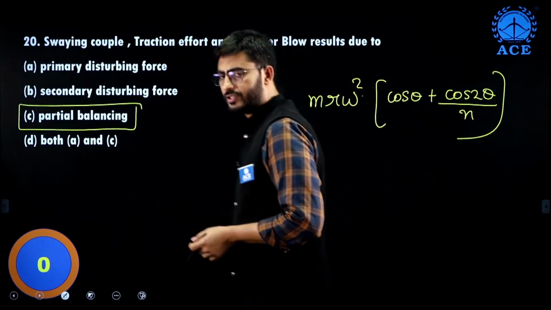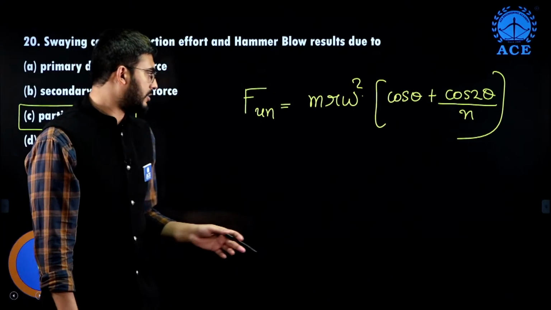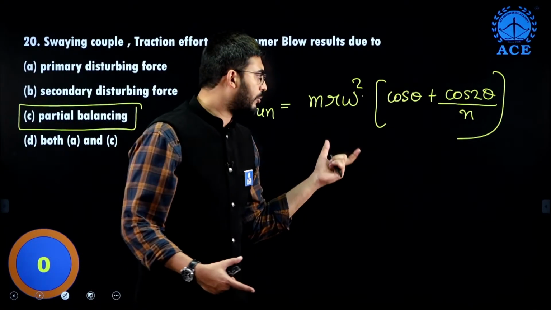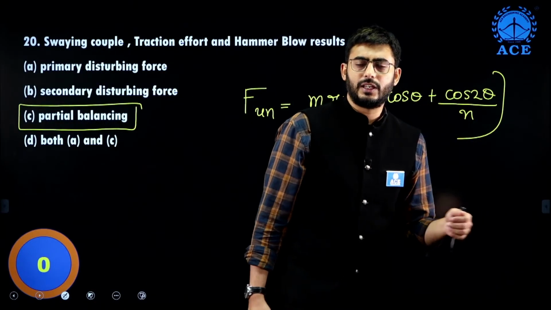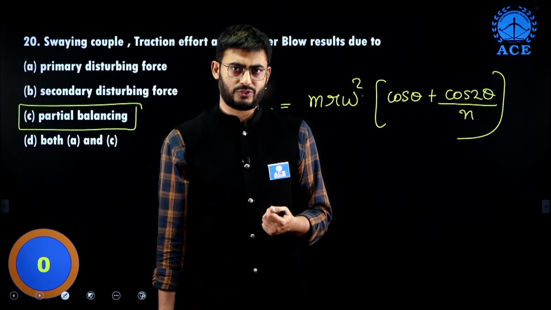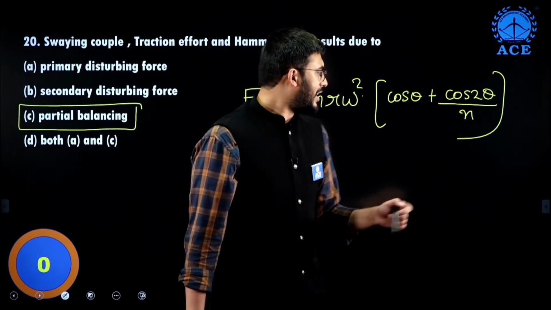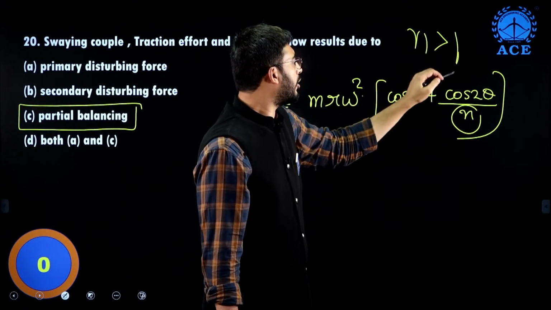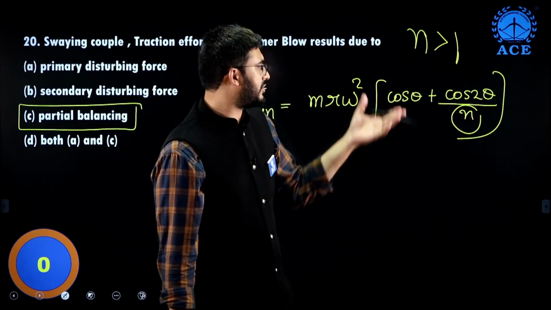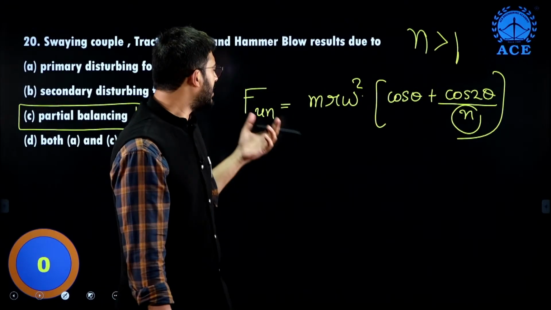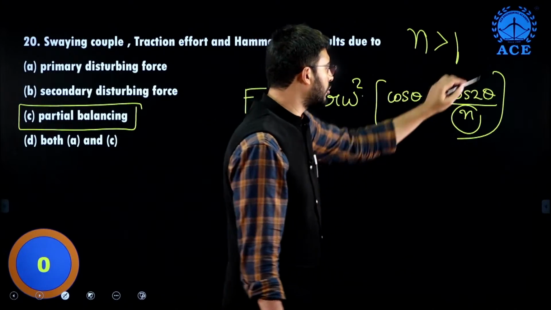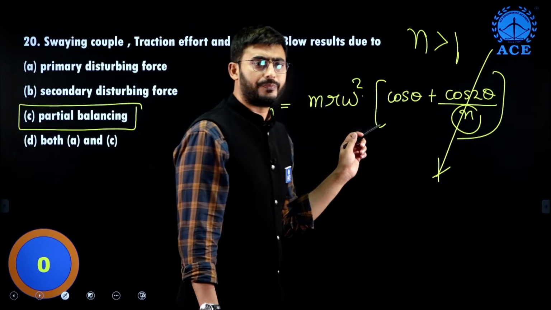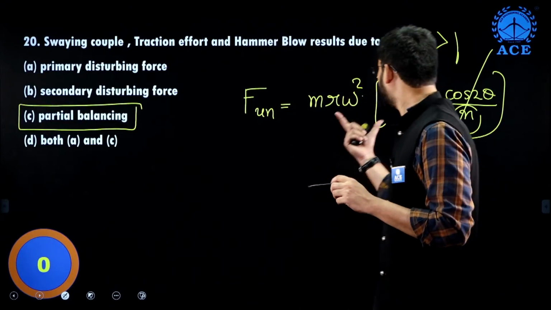This unbalanced force can be split into two components: m r omega square cos theta represents the primary unbalanced force and m r omega square cos 2 theta by n represents the secondary unbalanced force. But here the value of n is generally greater than 1, and for locomotives this value is very large, and the effect of the secondary unbalanced force will generally be ignored. Alright, and now we will consider only the primary unbalanced force.